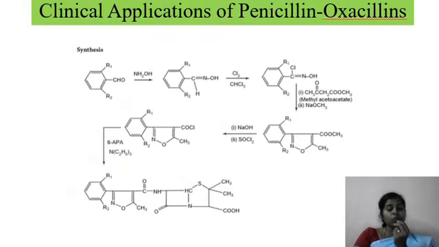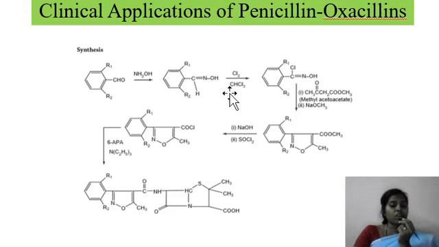Now, moving on to the clinical applications of penicillin, the first production is oxazolin. So first we are taking a dialkyl substituted benzaldehyde. It is treated with hydroxylamine, and a simple condensation reaction has taken place. So water is getting eliminated and you will be getting a CH double bond and OH.